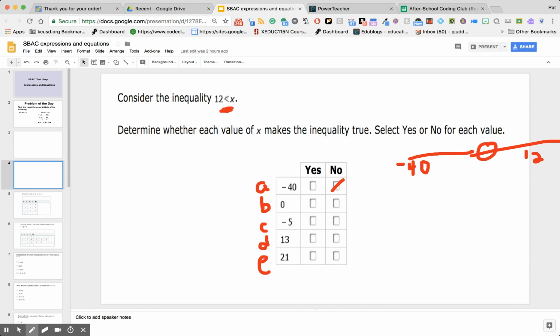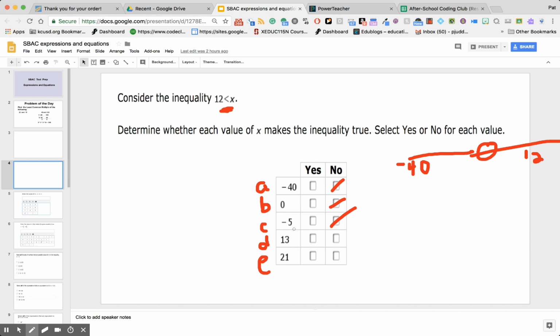12 is less than 0. Well, again, looking at a number line, here's 0. There's 12. 0 is to the left of 12. No, that is not a true statement. Negative 5. 12 is less than negative 5. Is that a true statement? No, it is not. Again, negative 5 is to the left of 0.